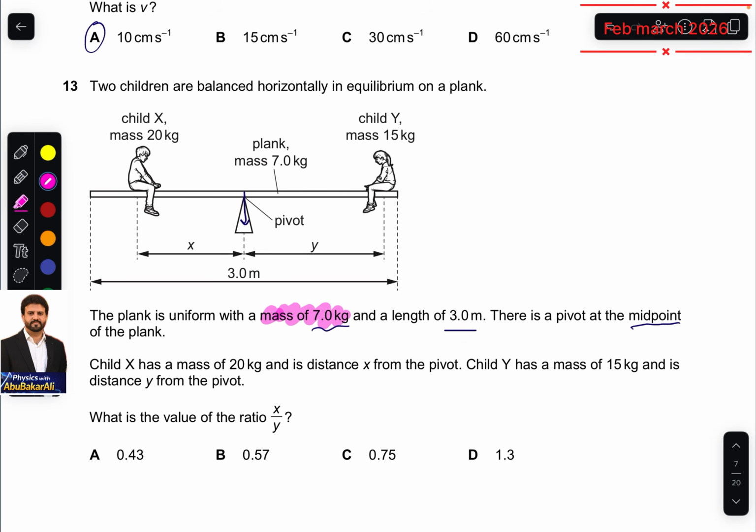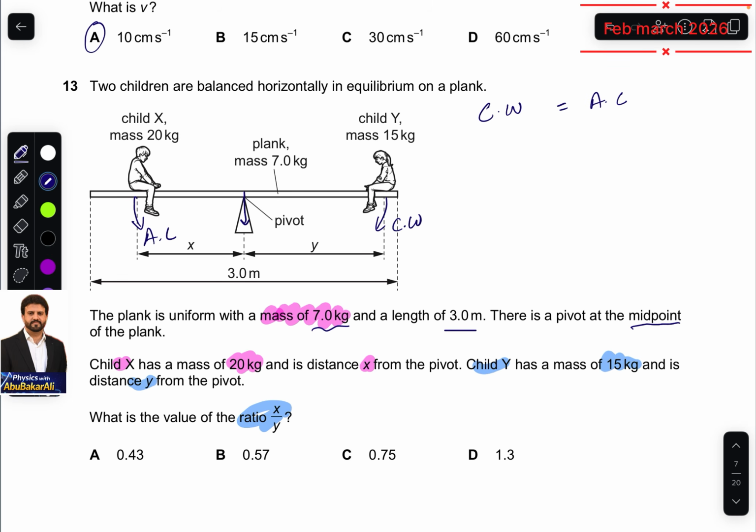It will not create any moment, because whenever the weight or a force acts at the pivot point, that force will not create any moment. This is the first point. So you don't have to consider any moment because of the plank's weight. Child X has a mass of 20 kg and distance x, whereas child Y has a mass of 15 kg and distance y. You have to calculate the ratio. So we just have to consider this clockwise moment and this anti-clockwise moment. That's it. So I can say clockwise moment should be equal to anti-clockwise moment.